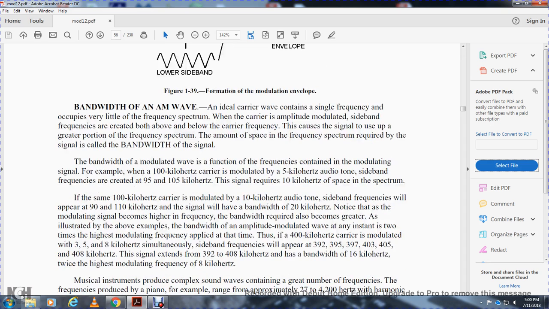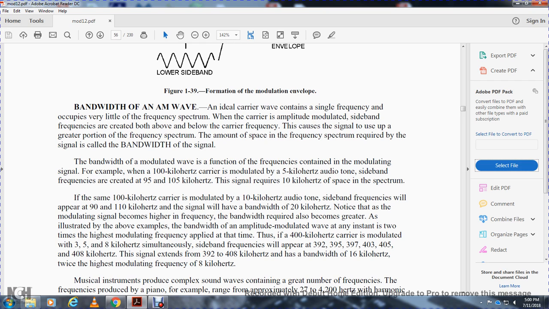Bandwidth of the AM wave. An ideal carrier wave occupies a very small portion of the frequency spectrum. When the carrier is modulated, sideband frequencies are created both above and below the carrier frequency. The amount of space in the frequency spectrum required by the signal is called the bandwidth of the signal.